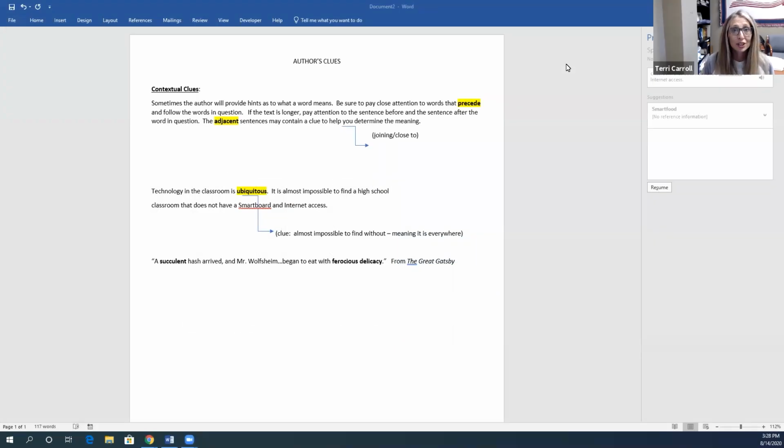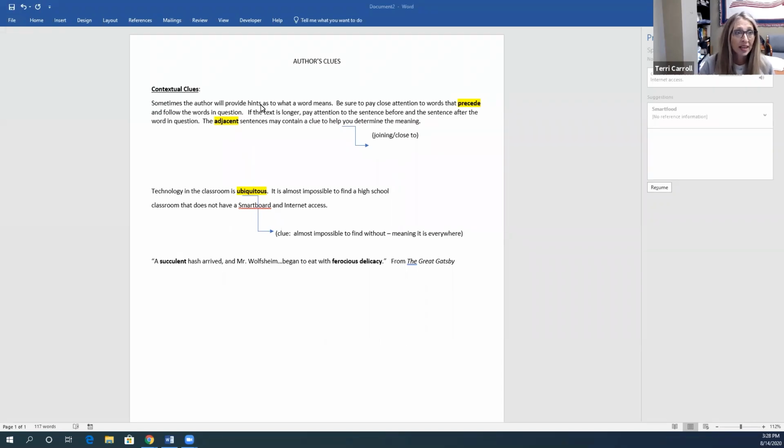Okay, so we've looked at some comprehension clues. Next, we need to look at author's clues. Many times the author will give you a clue in the paragraph or in the text as to what they mean. You can use that to determine and help build your vocabulary. So we're going to look at contextual clues, clues that come in the text, in the writing. So I have 3 examples here for you that we're going to look at.